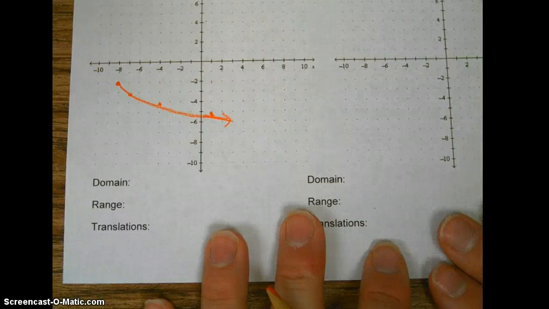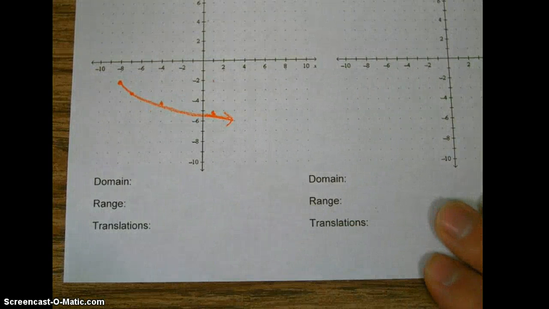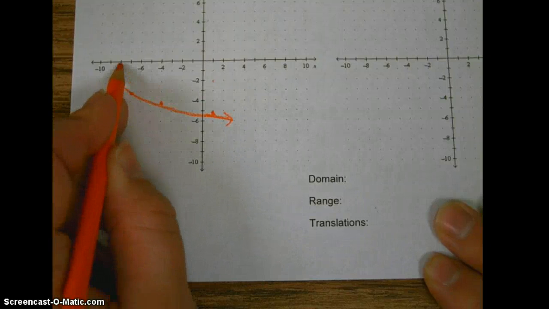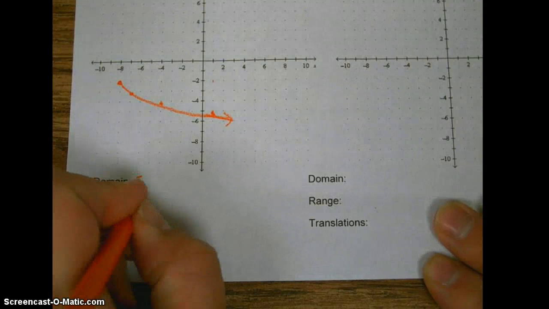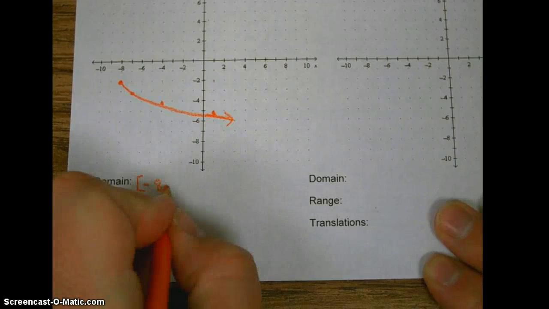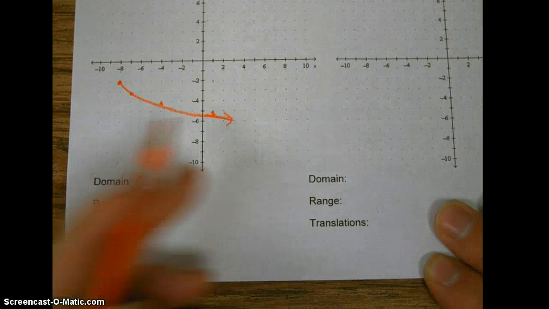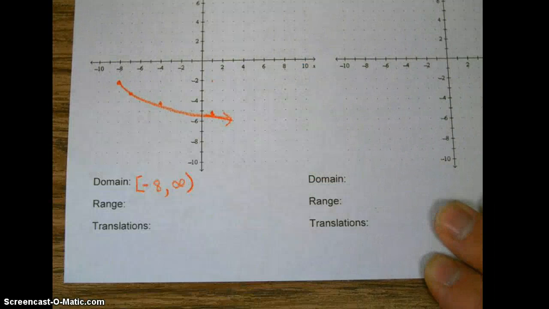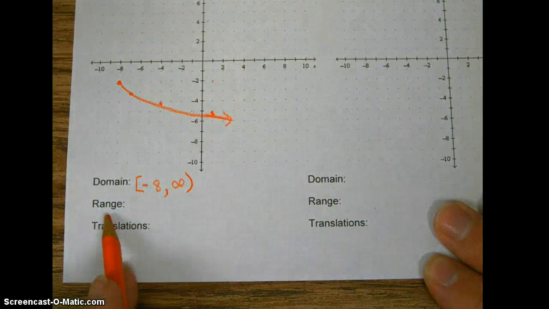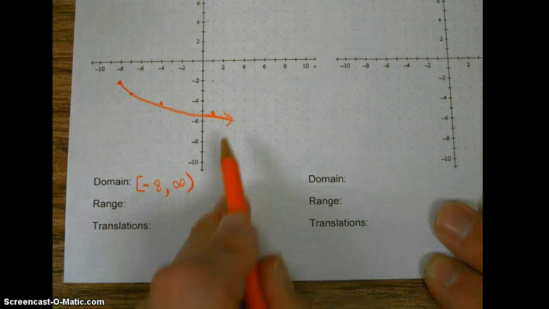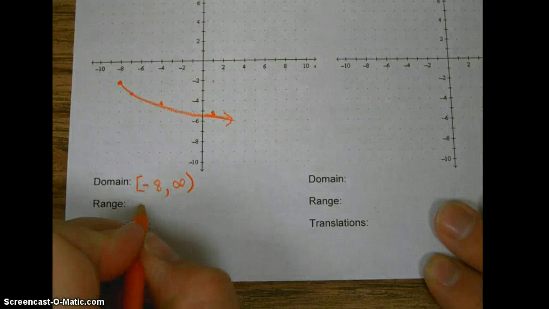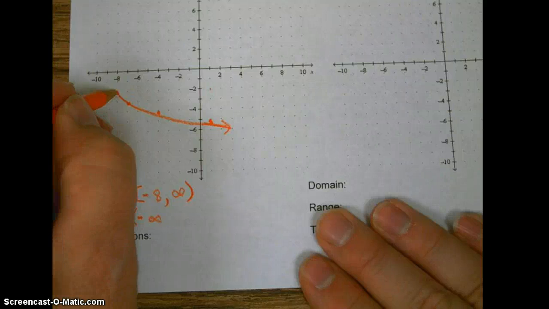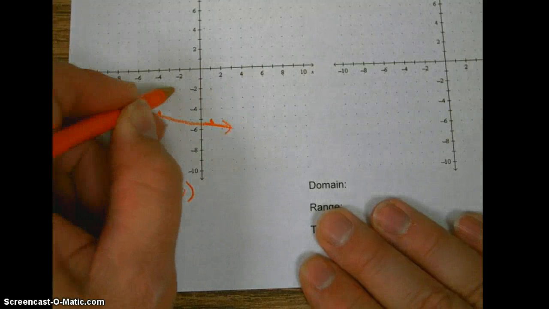Okay, so let's go ahead and do the domain on this one. Remember, domain is from the left to the right. And our leftmost point here is at negative 8. And our rightmost point is an arrow. So we go to infinity. Our range is lowest to highest. Lowest point is an arrow, so we're at negative infinity on the low end. On the high end, it stops right here. So we go over, that's going to be negative 2.